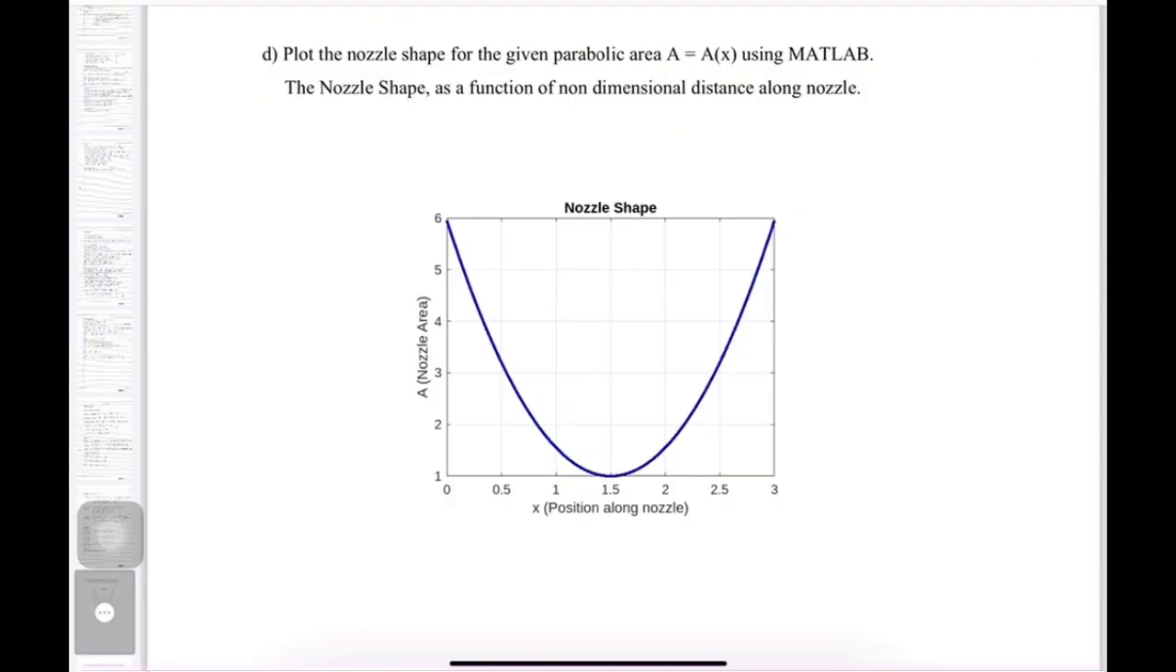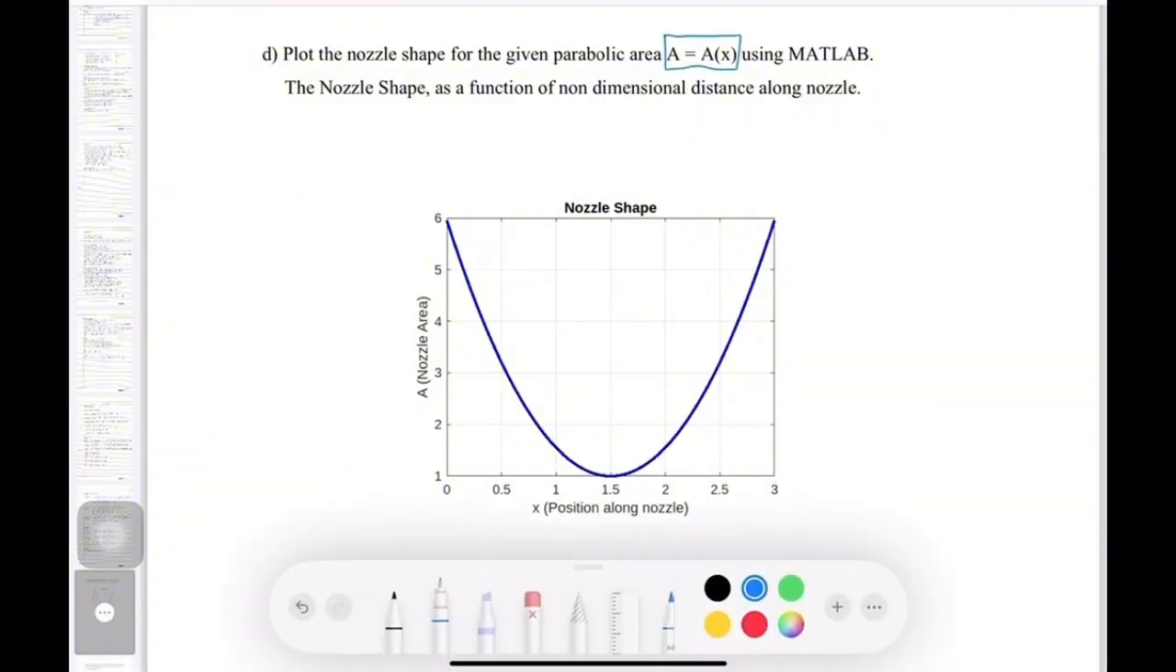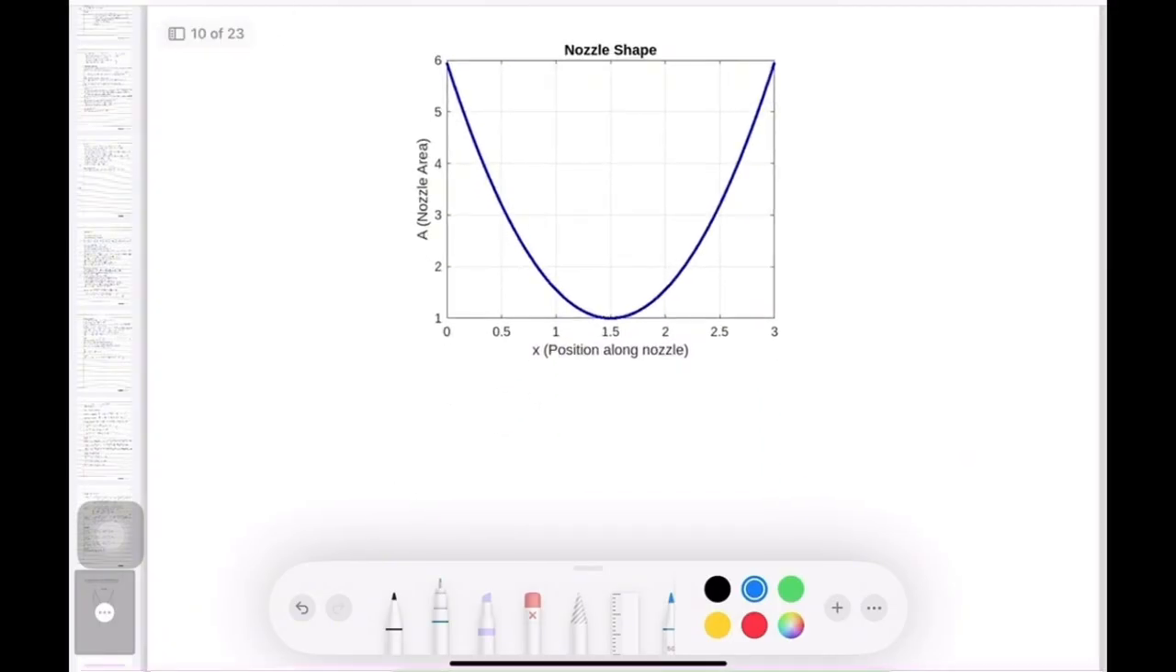Plot the nozzle shape for the given parabolic area A equal to A(x) using MATLAB, the nozzle shape as a function of non-dimensional distance along the nozzle. This is the graph that I get from the MATLAB coding.